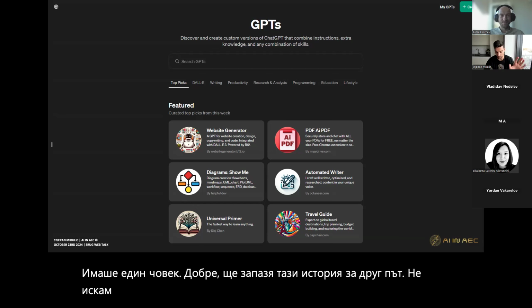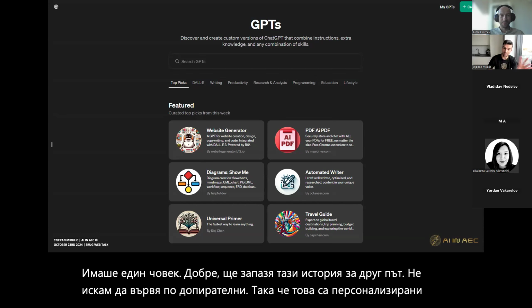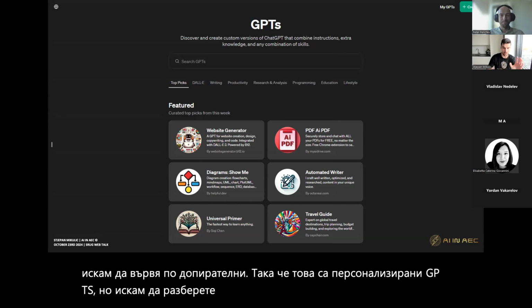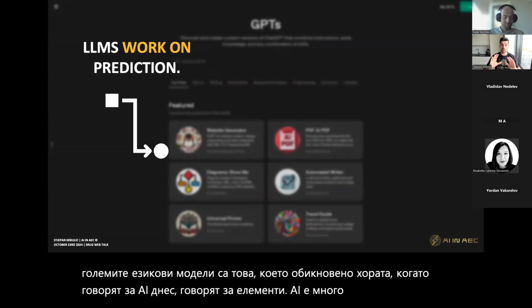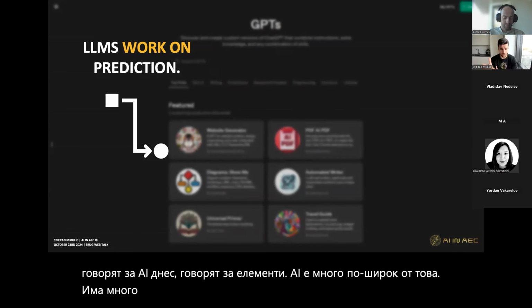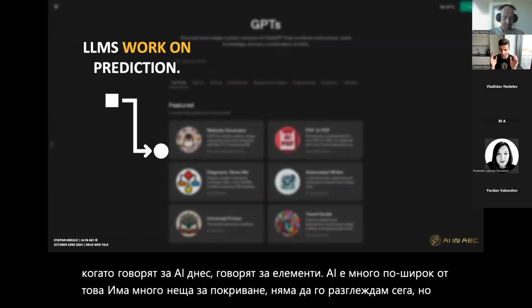So these are custom GPTs, but I want you to understand one thing about how LLMs work. LLMs, large language models, are what people usually mean when they talk about AI today. AI is much broader than that. There's a lot to cover. I'm not going to go through it now, but if you're interested, go to my website. I'm going to mention it a bit later as well.